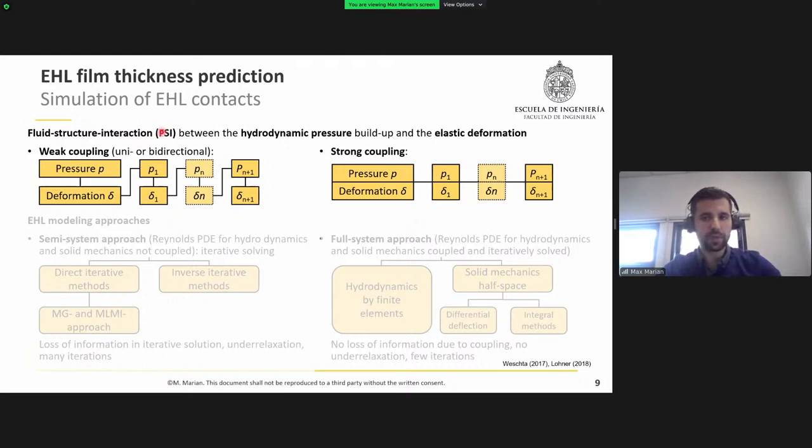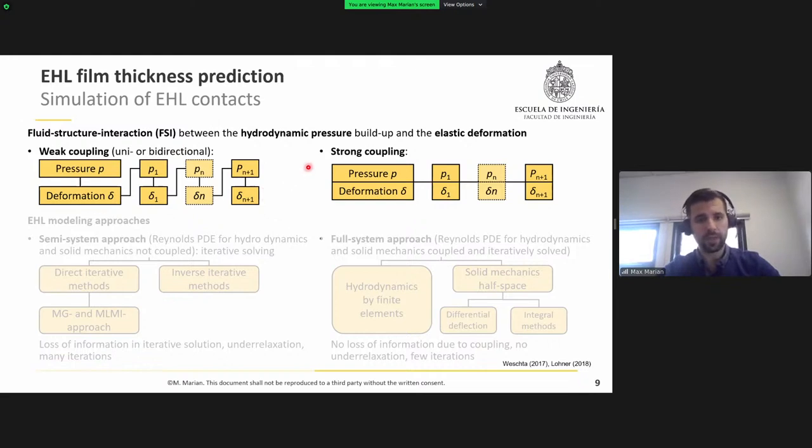And since both solutions influence each other, we need a suitable coupling for both domains. One way of coupling would be to perform a solution of the hydrodynamics, followed by a solution of the deformation due to the given pressure. And this is called weak coupling. If the step is only performed once, we speak of unidirectional coupling. It's the most simple approach, and the interaction between the fluid and the structure is not sufficiently considered. Generally, in a weak coupling, therefore, the steps are usually repeated sequentially, so there's a bidirectional weak coupling until a defined convergence criterion is reached.